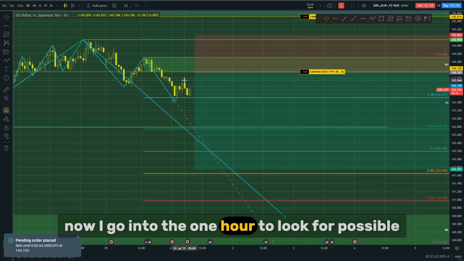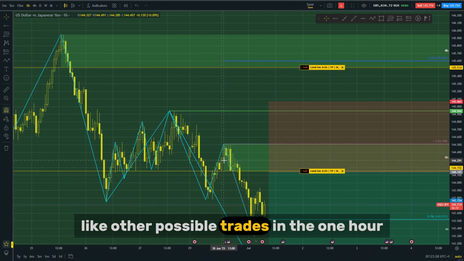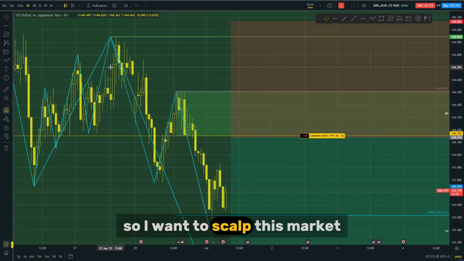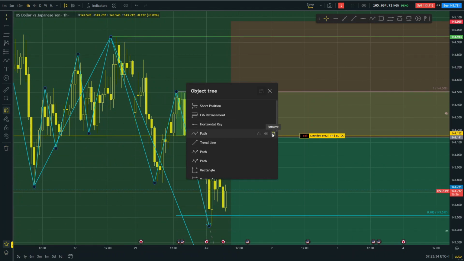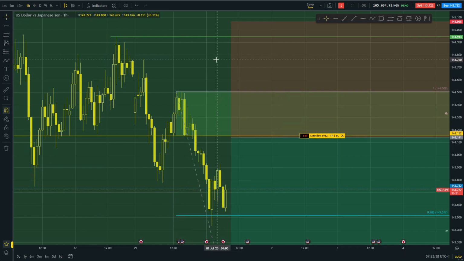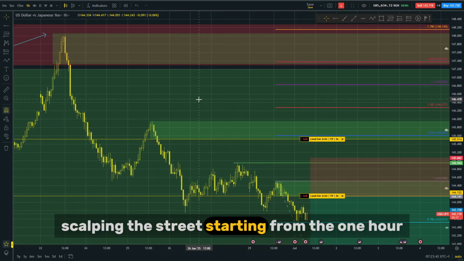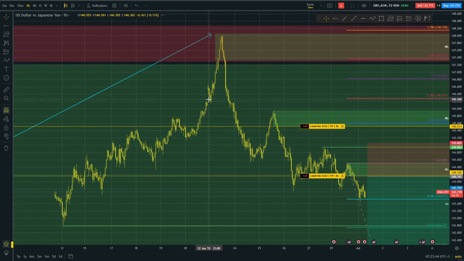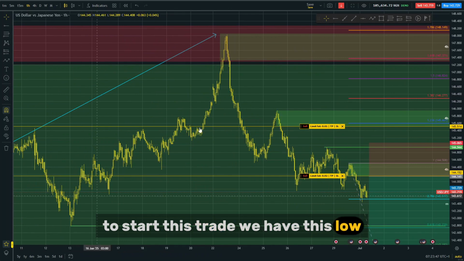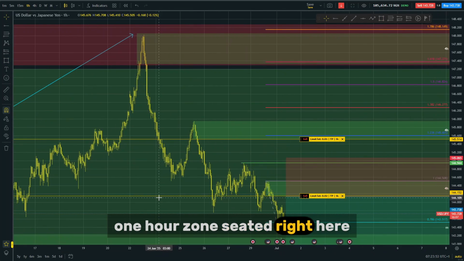Now I go into the 1 hour to look for other possible trades. So I want to scalp this market immediately before I leave. So let's take out this one, this one, this one. All right, so scalping this trade, starting from the 1 hour. We have this low right here with this 1 hour zone seated right here.